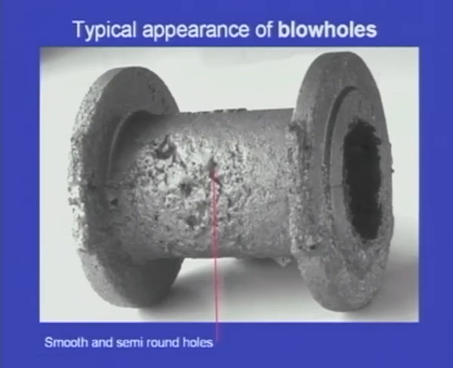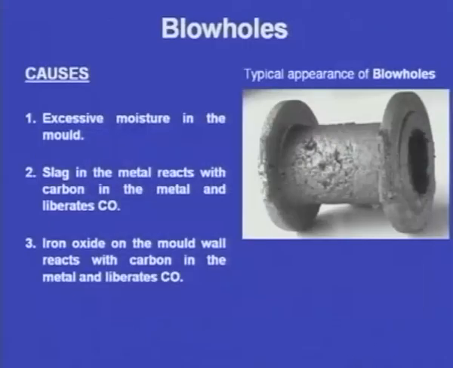And what are the causes for these blowholes? One is excess moisture in the mold. When there is excess moisture in the mold and when we pour the molten metal, this excess moisture will turn into vapor and this vapor will result in blowholes. Next one, slag is responsible for the formation of blowholes. Slag contains oxides. These oxides react with the carbon in the molten metal and form carbon monoxide, and this carbon monoxide will create blowholes.